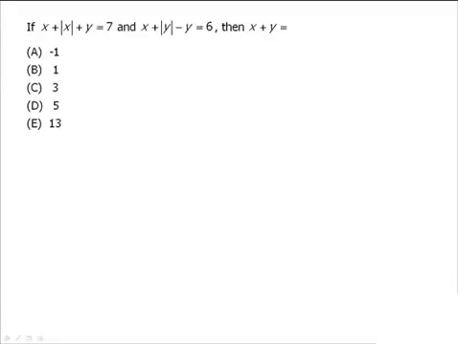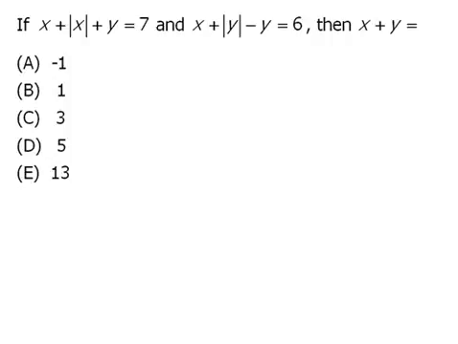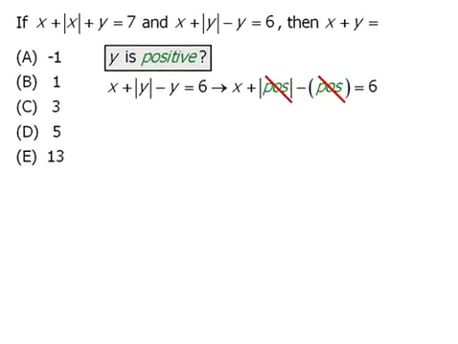To begin, let's determine whether x is positive or negative and whether y is positive or negative. We'll begin with y. Let's assume that y is a positive number. What happens to our second equation here? Well, we'll plug in a positive number for y and we get the following. Notice that if y is positive, then these two terms cancel out, meaning that x must be a positive 6.